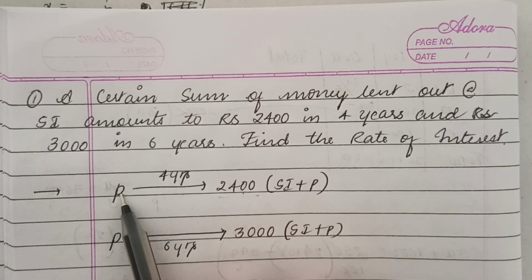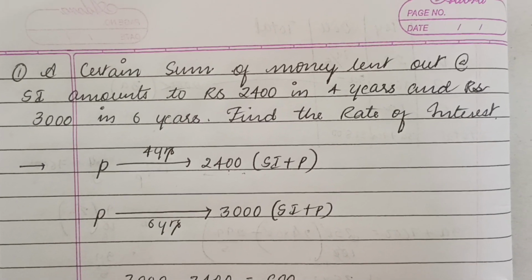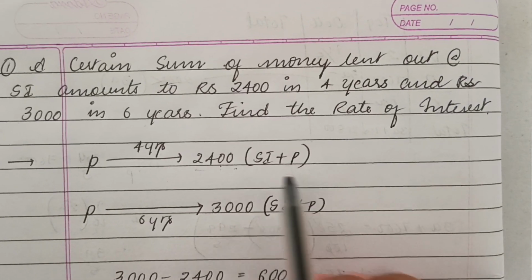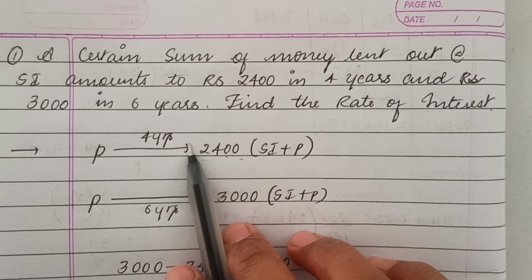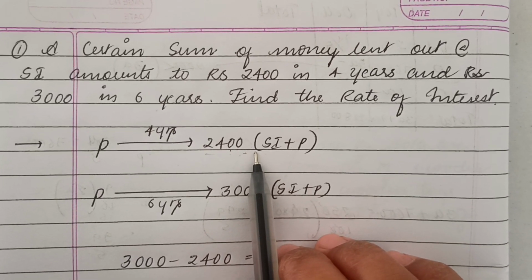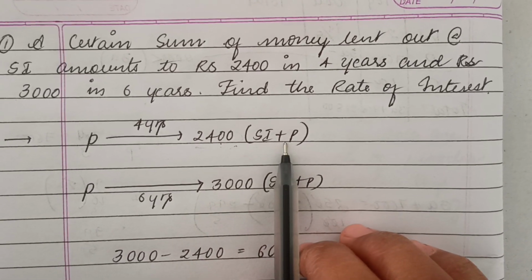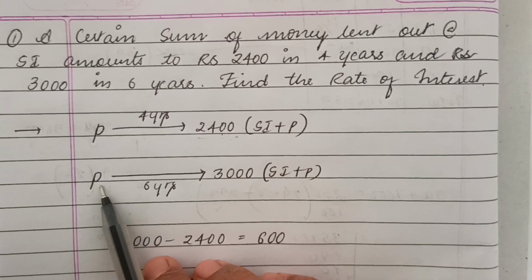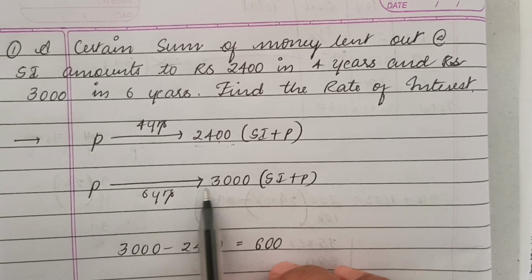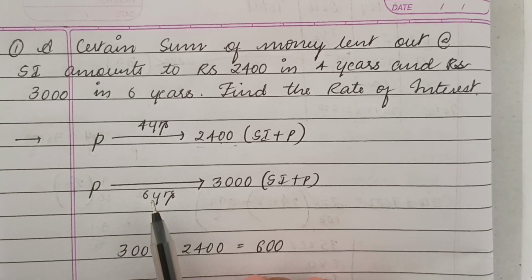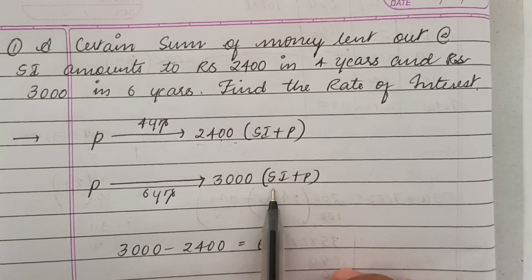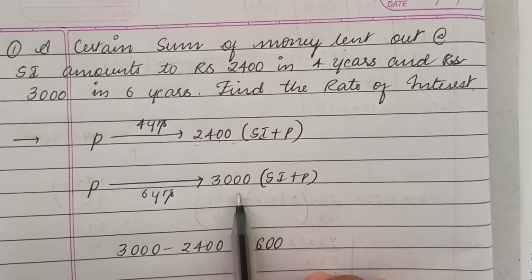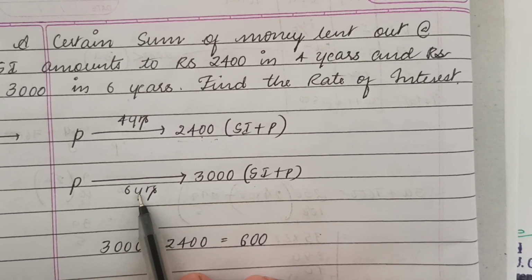Okay, so here initially we don't know what the principal is, and we only know that it will become 2400 in 4 years. This 2400 means we have both the simple interest and the principal. And the same sum, that is P, will become 3000 in 6 years. Here also this is the sum of the simple interest and the principal, which means this is the amount we receive after 6 years.